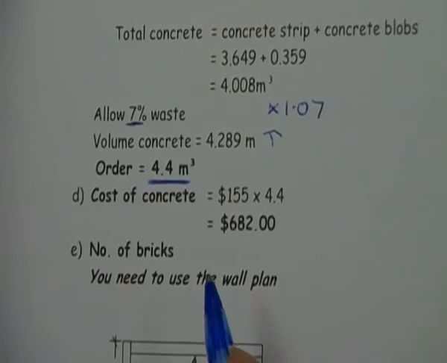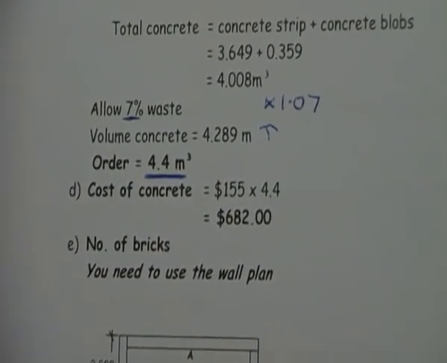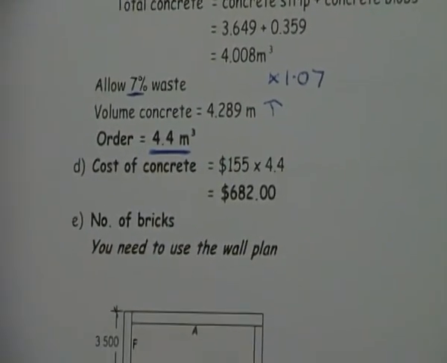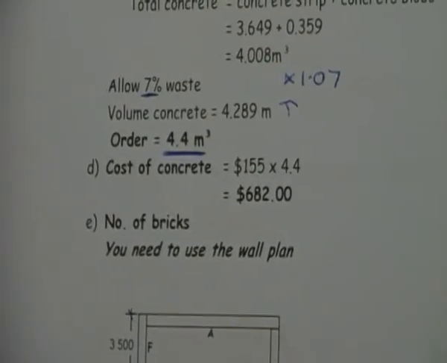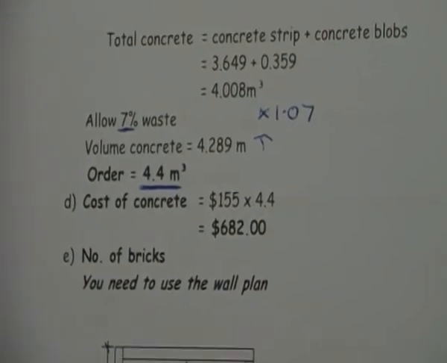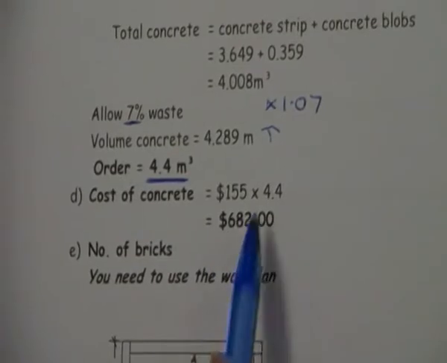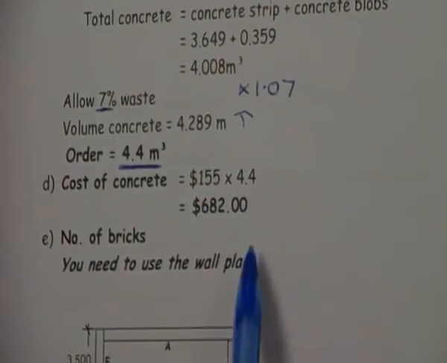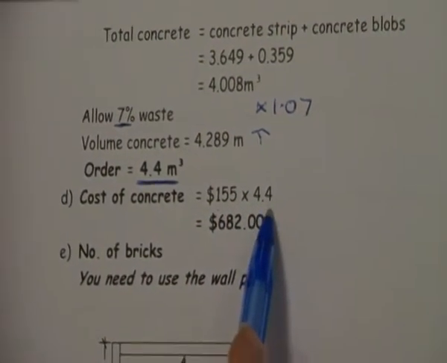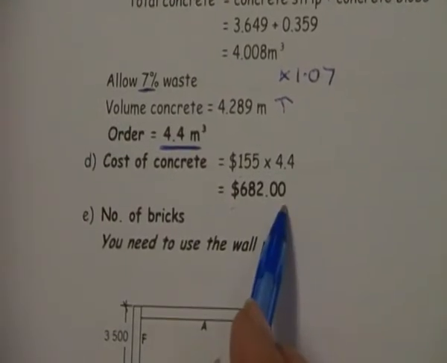Now, when we look at the cost of the bricks, the cost of the concrete, it's going to be 155, so we just times 155 times 4.4. Right, so that's my answer there.